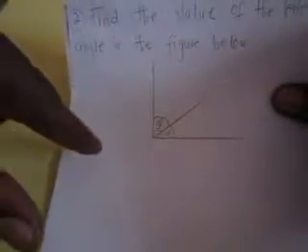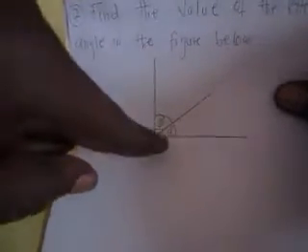This is how the question looks. Find the value of the lettered angle in the figure below. Like I said, the lettered angle is A, and you can see this to be a right angle. We mentioned earlier that the magnitude of a right angle is 90 degrees. So all we need to do here is to add 30 and A, and equate these two angles to 90 degrees. By so doing, we will be able to find the value of A.